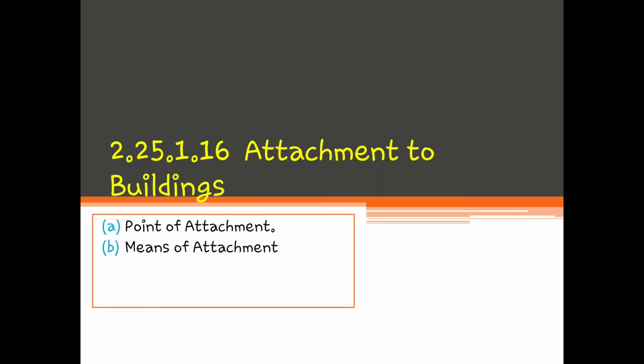So next is attachment to buildings. So we have point of attachment and means of attachment. The point of attachment to a building shall be in accordance with 2.30.2.5. So kanina part is under siya sa article 2.30.